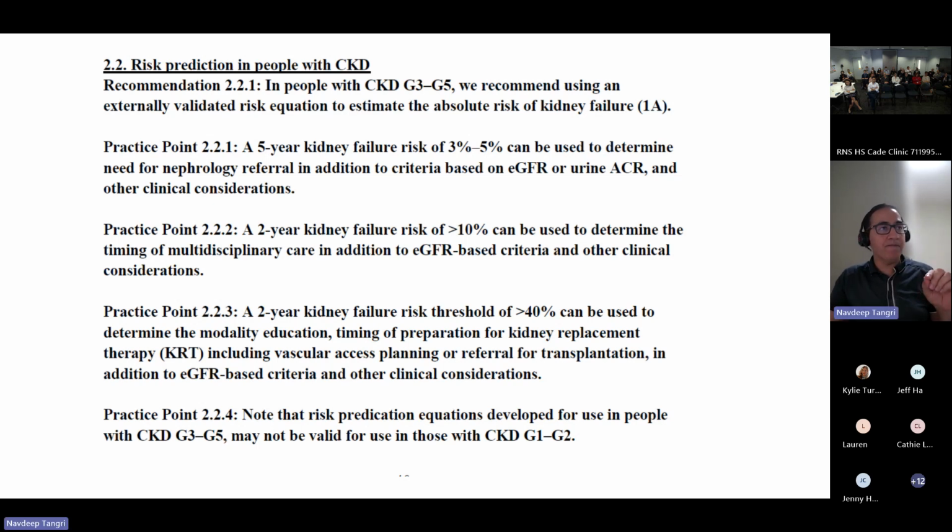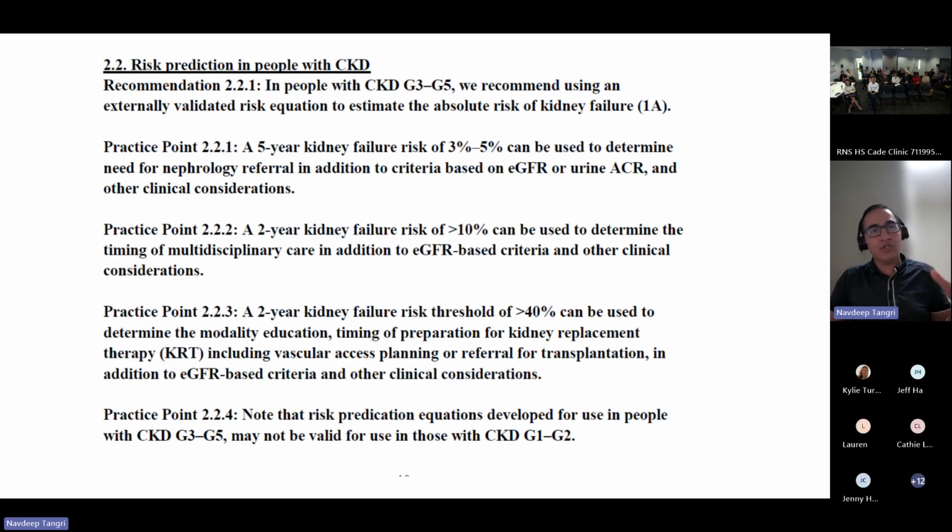Recommendation 2.2.1. In people with CKD stages G3 to G5, use an externally validated risk equation to estimate the absolute risk of kidney failure, 1A. Highest level of evidence, and do it for more than 80% of people with G3 to G5. Now, the guidelines want to be appropriately agnostic to the risk equation, but we have to set a minimum standard that an equation has to be developed with good methods and be externally validated in at least an independent population. And then we provide a table.